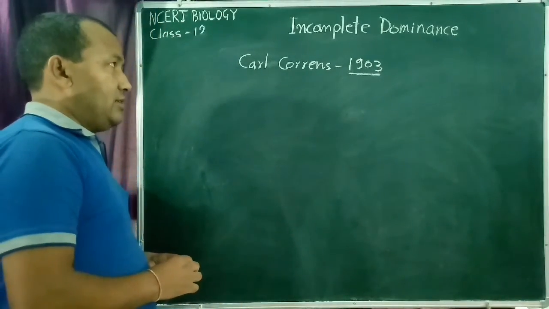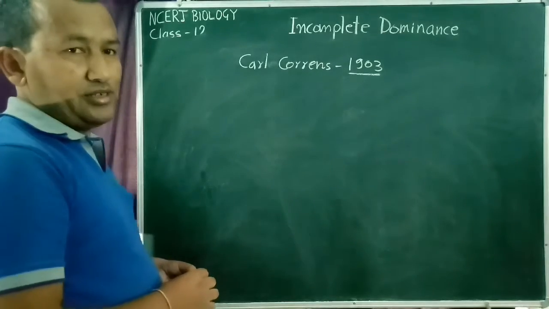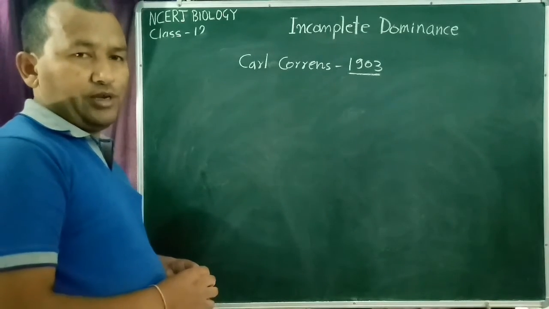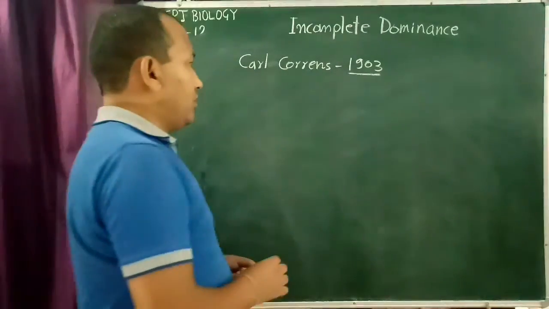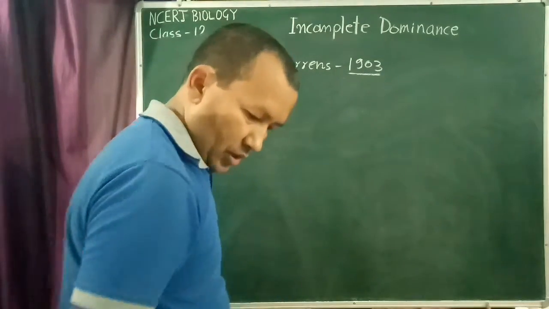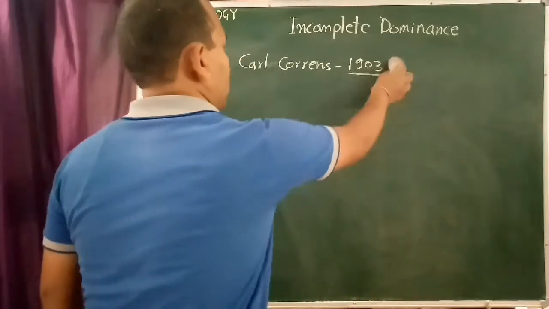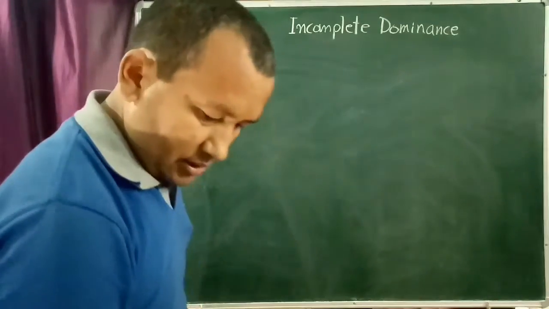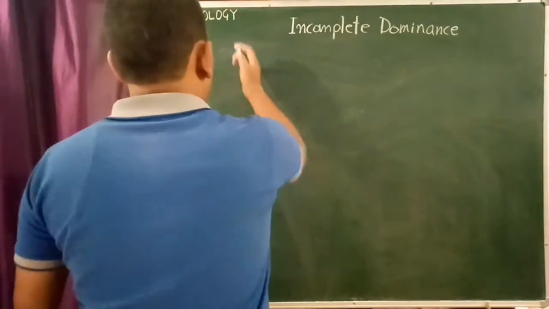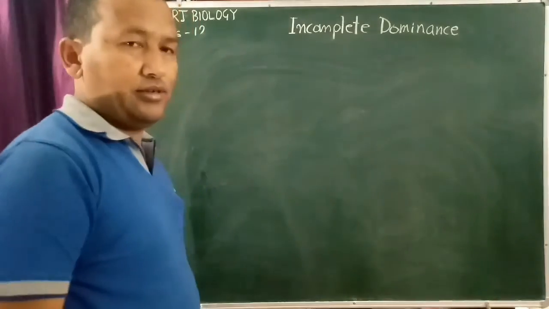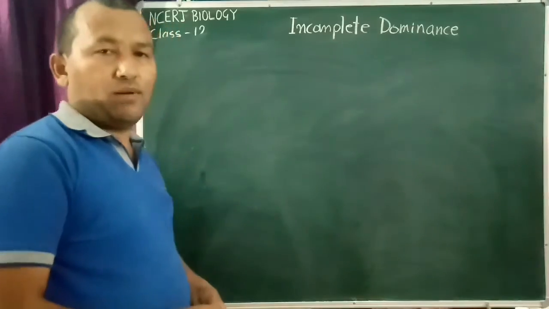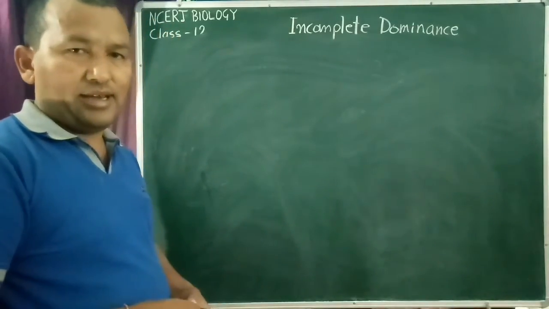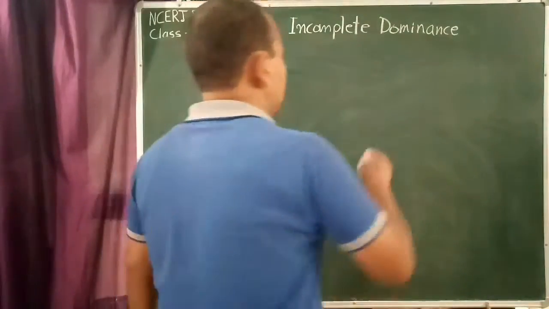So let us understand what is incomplete dominance. Let us take the example of Mirabilis jalapa, which is also known as 4 o'clock plant. This plant has two varieties. One has red flower and another has white flower.